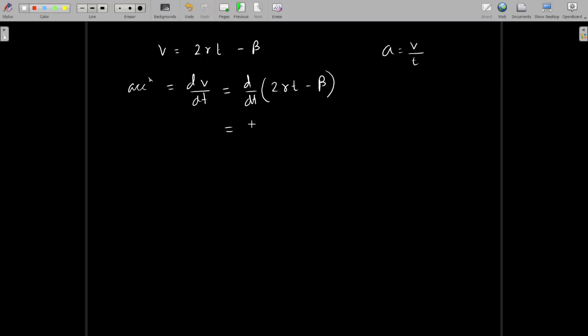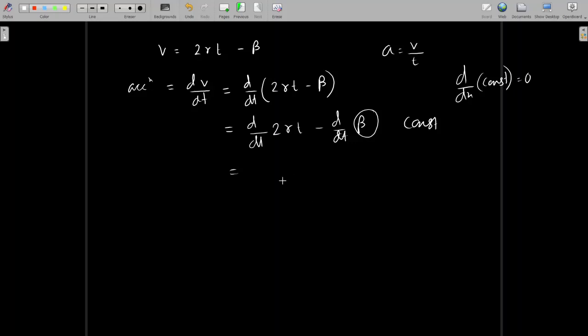So now it will follow the algebraic rule, d by dt of 2 gamma t minus d by dt of beta. So here beta is a constant, so we have already seen d by dx of a constant equals 0. Okay, why is d by dx of a constant equal to 0? Let me explain to you. It is an interesting one. This is a constant.